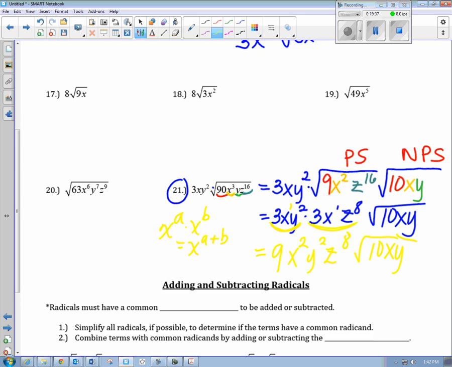Also included in today's notes are adding and subtracting radicals. I am going to stop now, though, and do the adding and subtracting in a different video lesson. So please continue on to the next one. I'm just going to stop this one now, give you a chance to regroup, and then you can start on the next video lesson, adding and subtracting radicals.